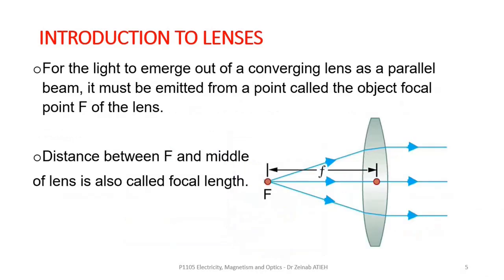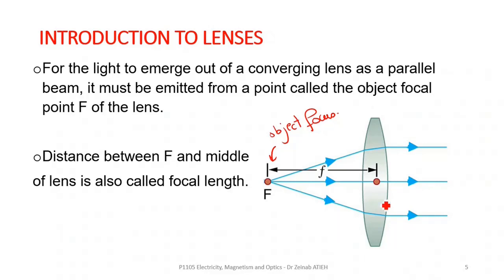Now let's define again the object focus. What is the object focus? The object focus is a point. If I place an object at that point and the light is emitted by this object, it will cross the lens and leave the lens parallel to the principal axis. So this is the object focus, the opposite of the image focus. So for the light to emerge out of a converging lens as a parallel beam, it must be emitted from a point called the object focal point of the lens. Same definition as diopters, nothing different.